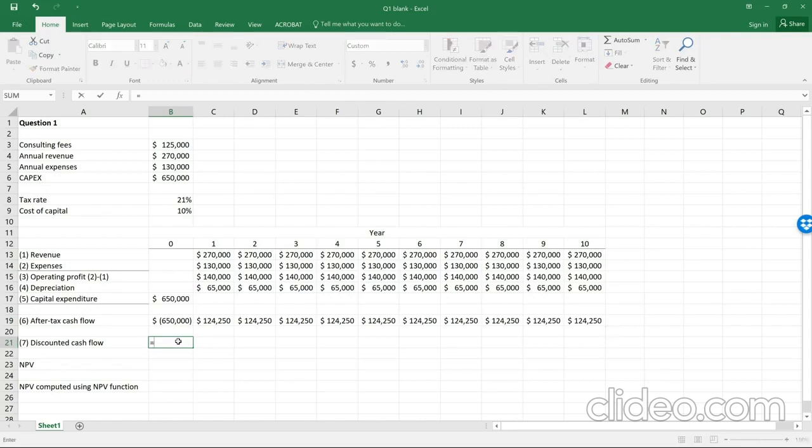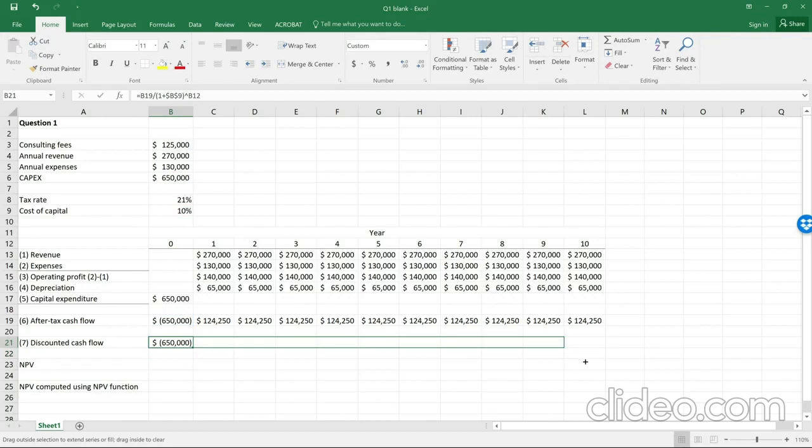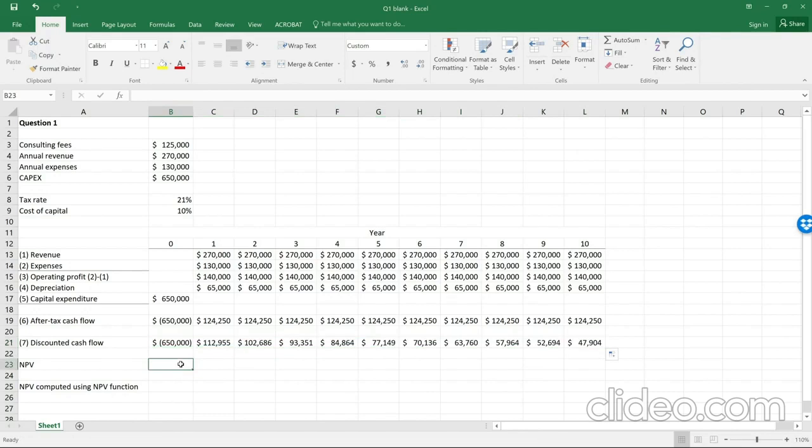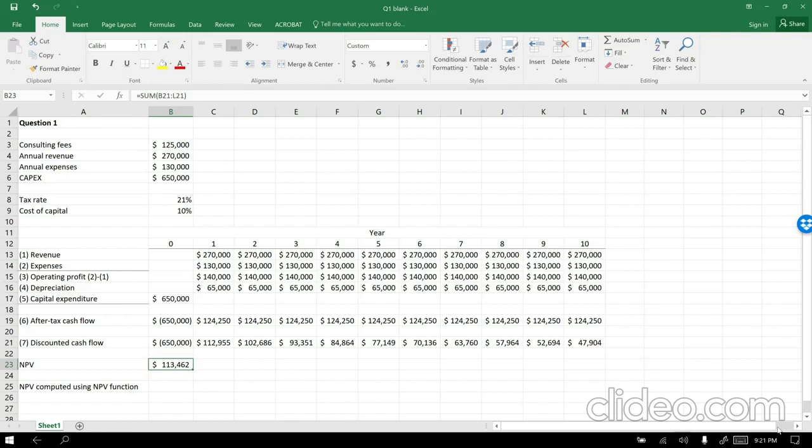Now, the final step to compute the net present value, we need to discount all of these cash flows to present. To discount these cash flows to present, we take the cash flow and divide it by 1 plus cost of capital raised to the power which equals the year when this cash flow occurs. So these are the discounted cash flows. And the net present value simply equals the sum of the discounted cash flows. So the net present value here equals $113,462.